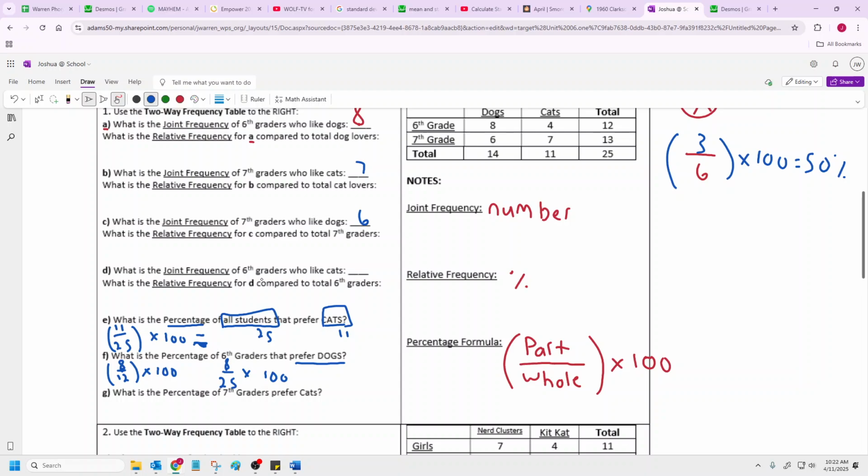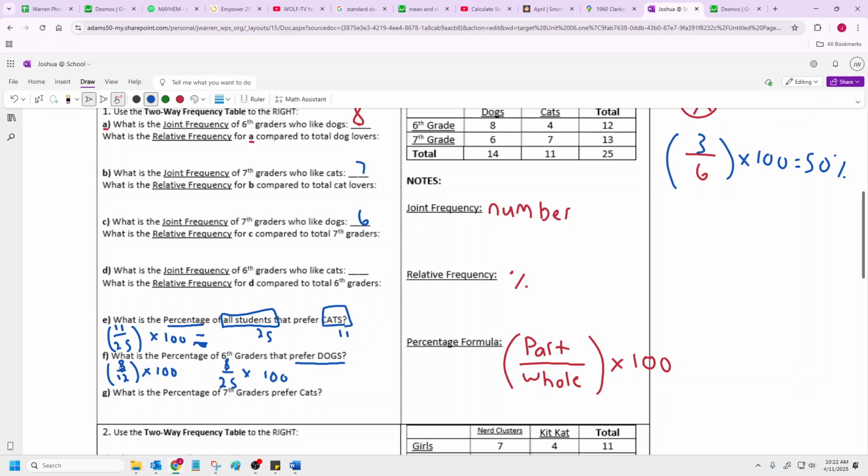So you see how in D it's concise compared to total sixth graders. Sometimes the words aren't. So when you're on the test and you're confused what it's asking, ask for help, because that is the nature of data. One word can change the entire data set.